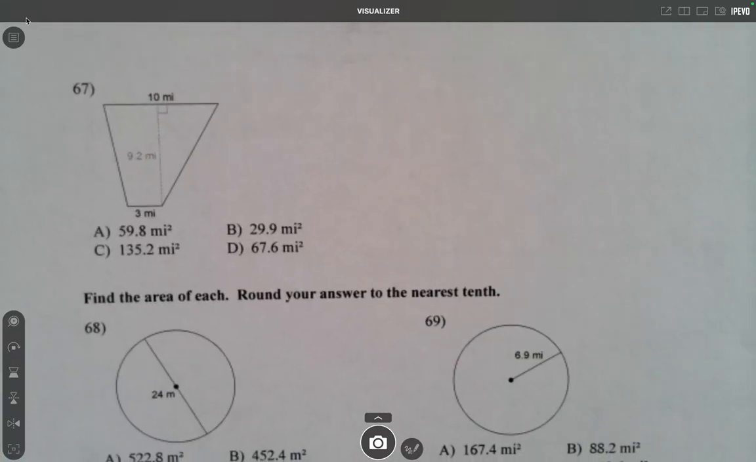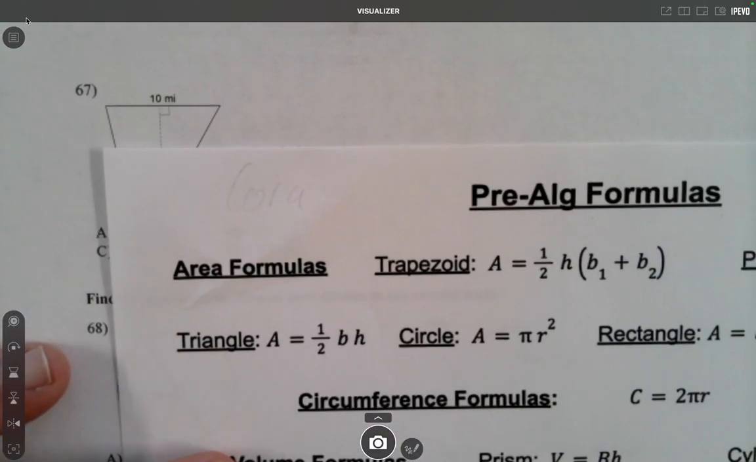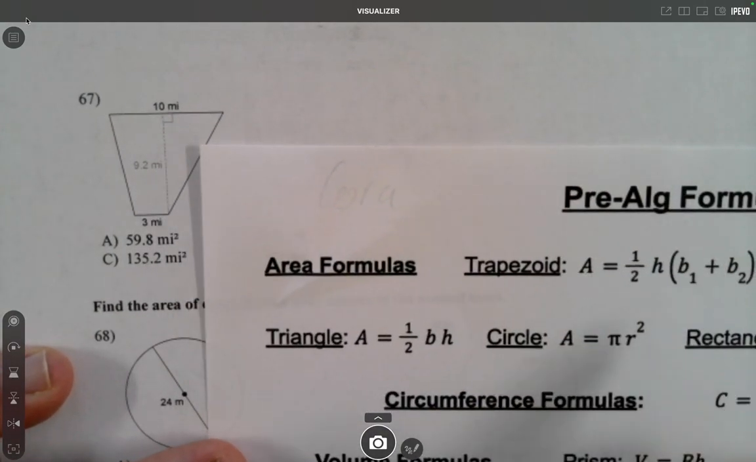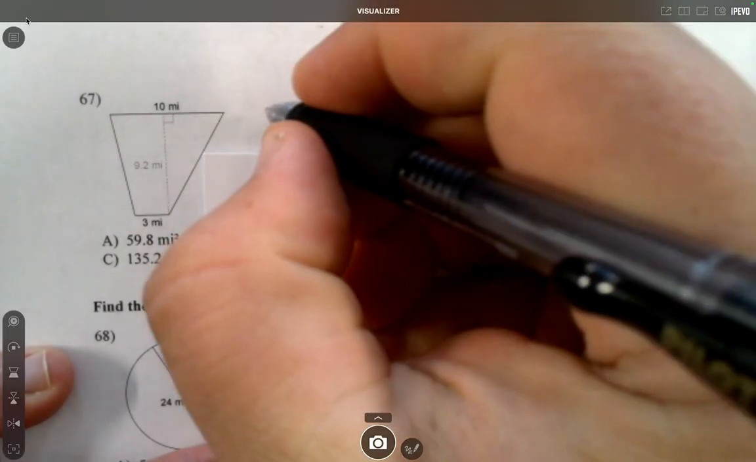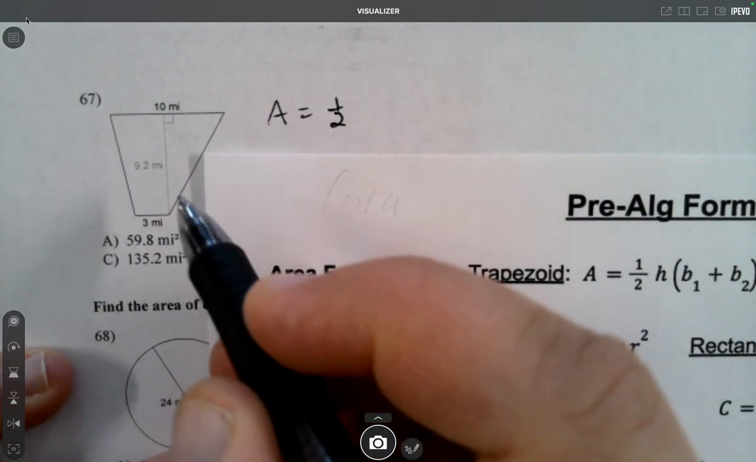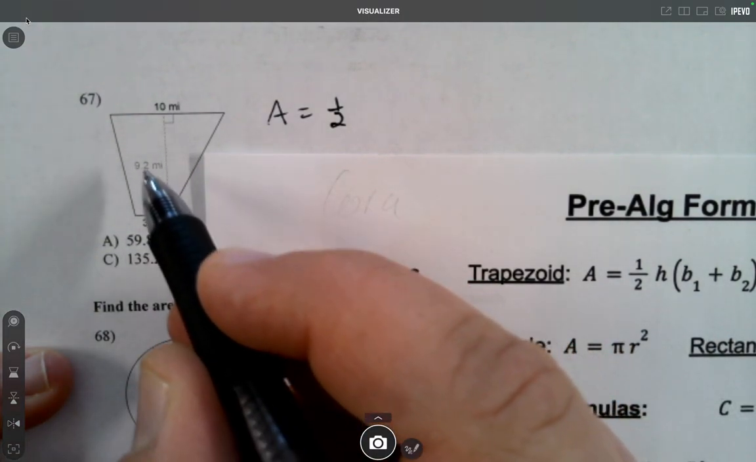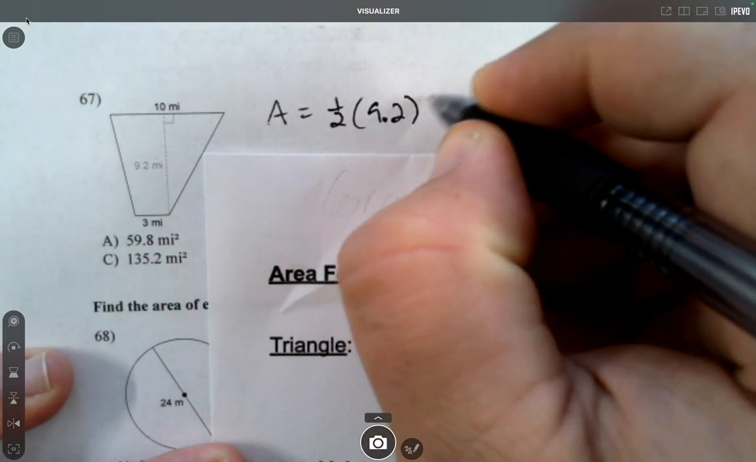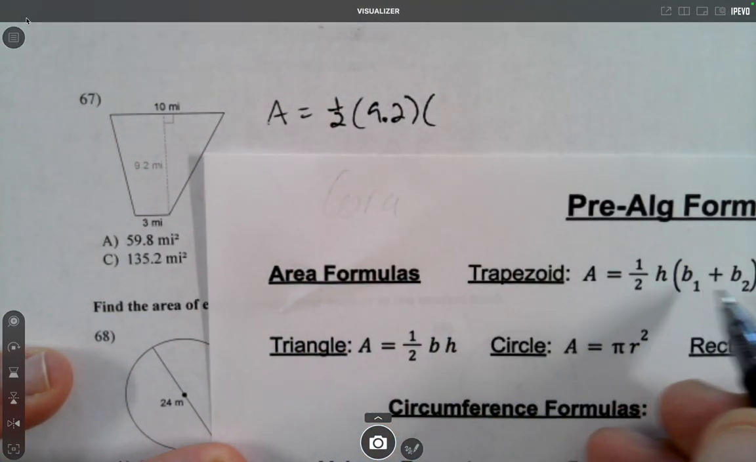We have a trapezoid here, and we need to find the area of it. So we look at the formula for the area of a trapezoid, which is this right here. So the area is equal to 1/2 times the height. The height is this part right here, this dotted line, 9.2 miles, times base 1 plus base 2.